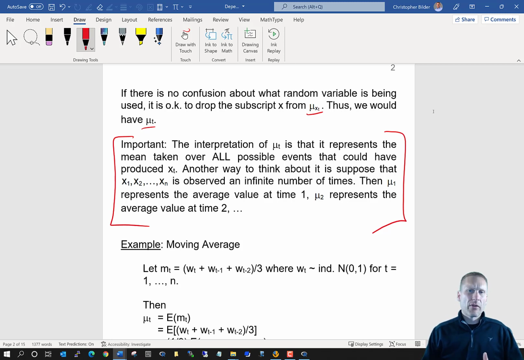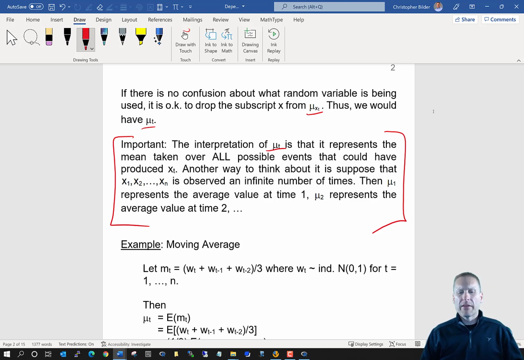And here are two different ways to think about this. Mu sub t represents the mean taken over all possible events that could have produced x sub t. In other words, all possible events that could have produced the OSU enrollment for a particular semester.